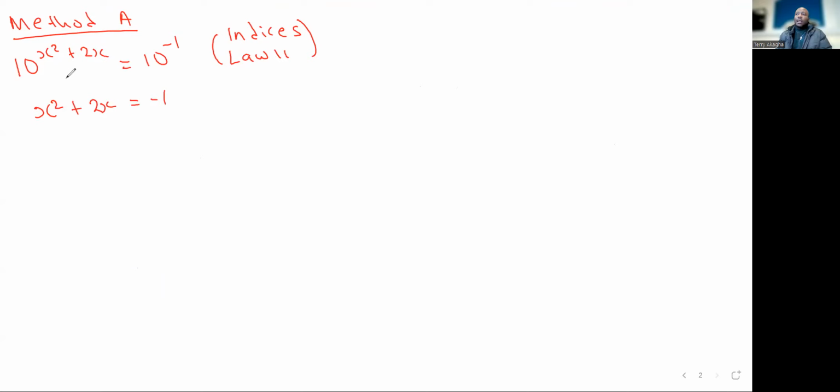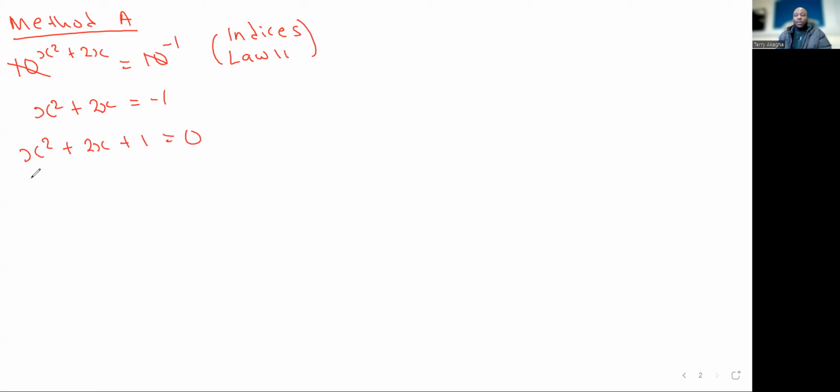So technically, you can cancel them out. That's what I'm trying to say. So you have x squared plus 2x equals minus 1. You take minus 1 to the other side. So you're going to have x squared plus 2x plus 1 is equal to 0. Now you are back to what?